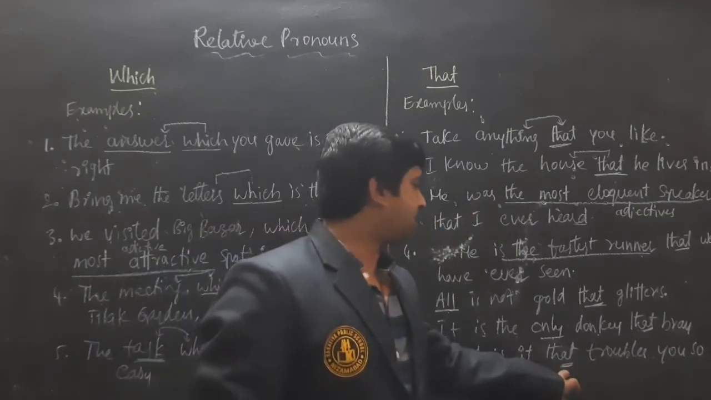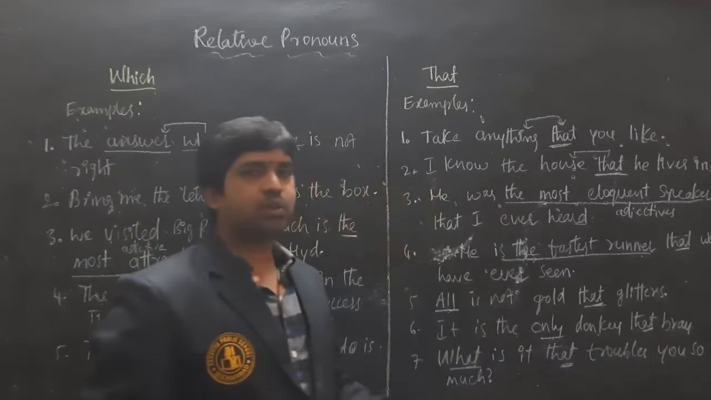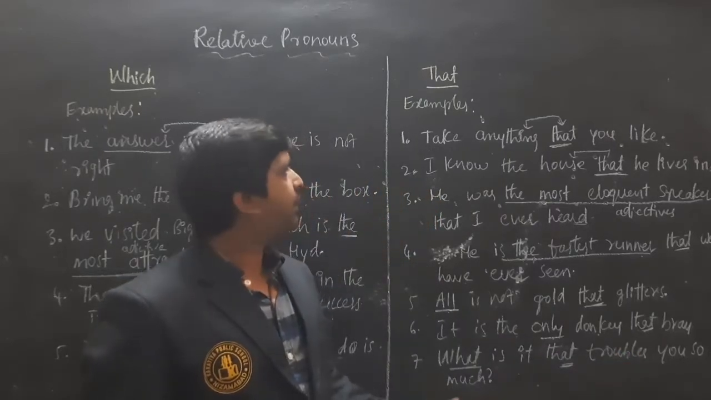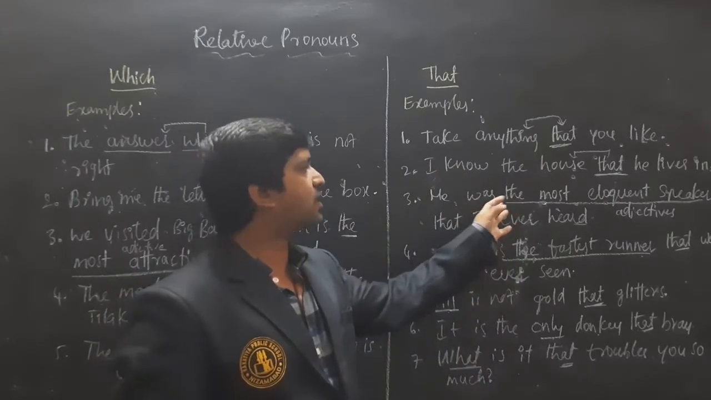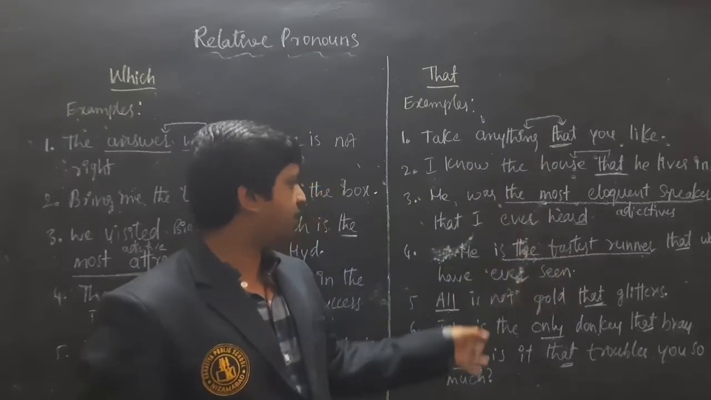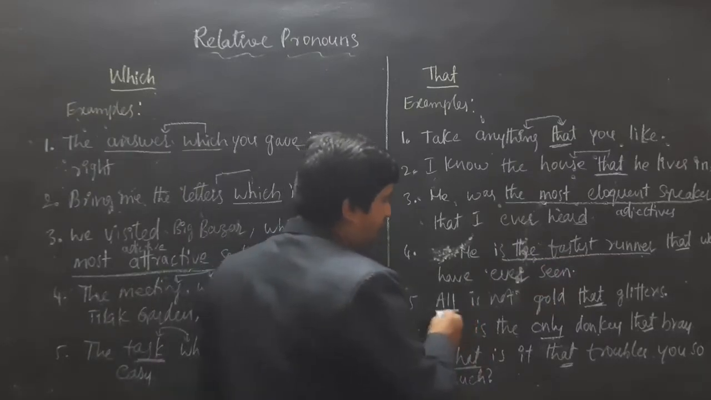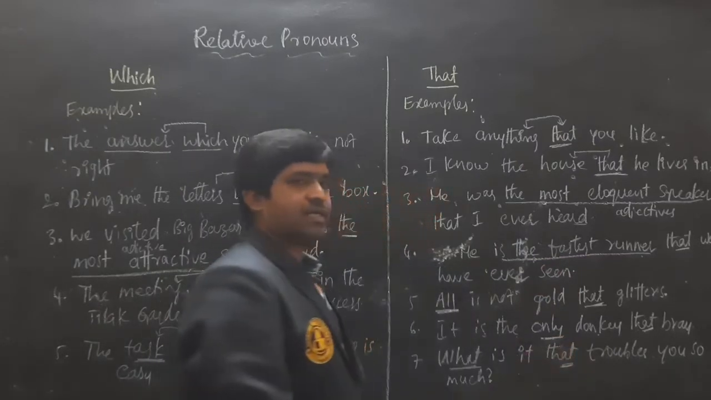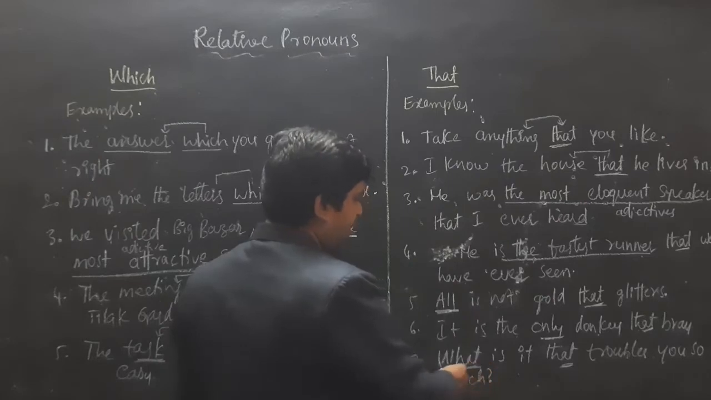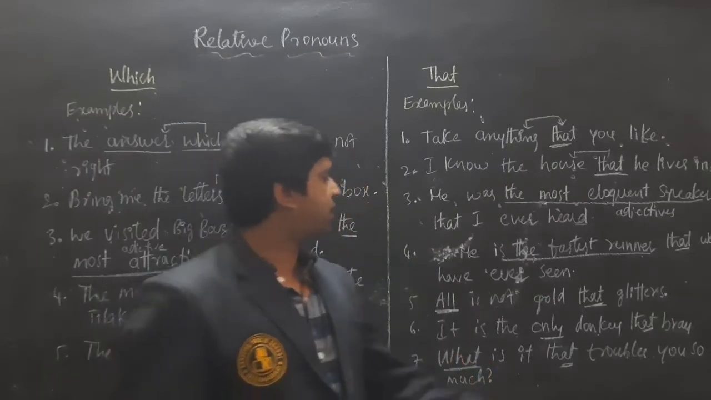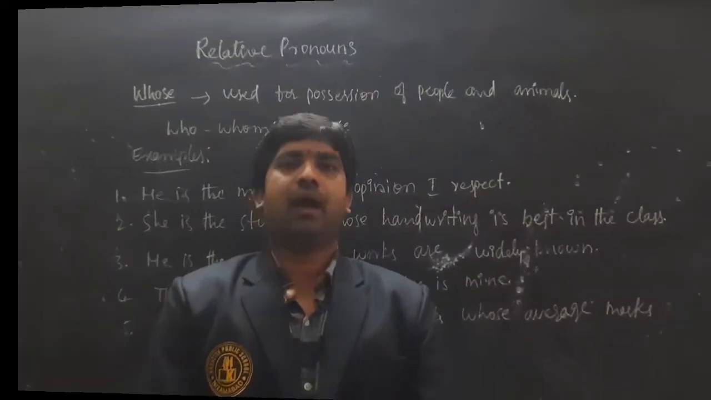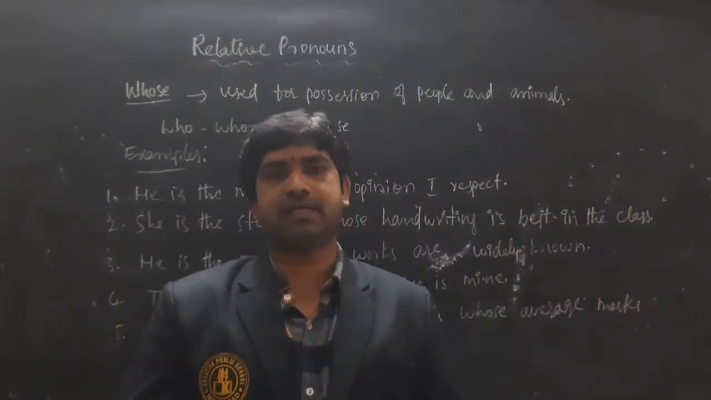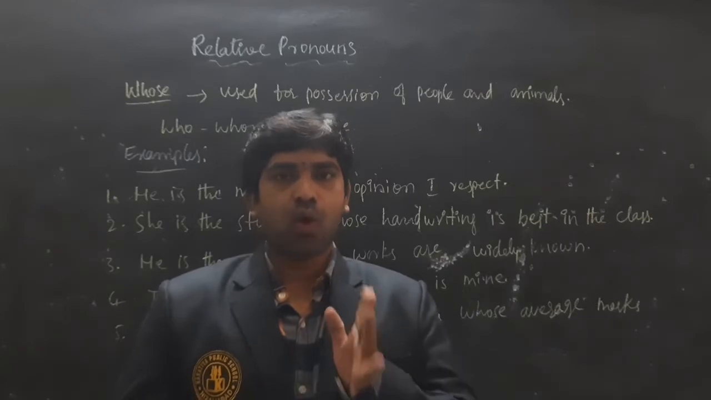Here, while asking questions also, when it starts with "what", we are using "that". What is that which troubles you so much? Here, we use "that" with things and with superlative degrees, and also with all, only, these types of words, and when we are using "what" as a question word, we are using "that".